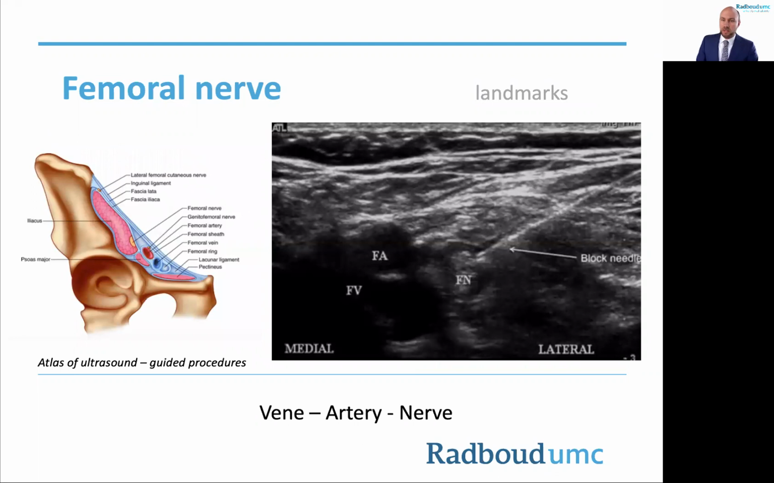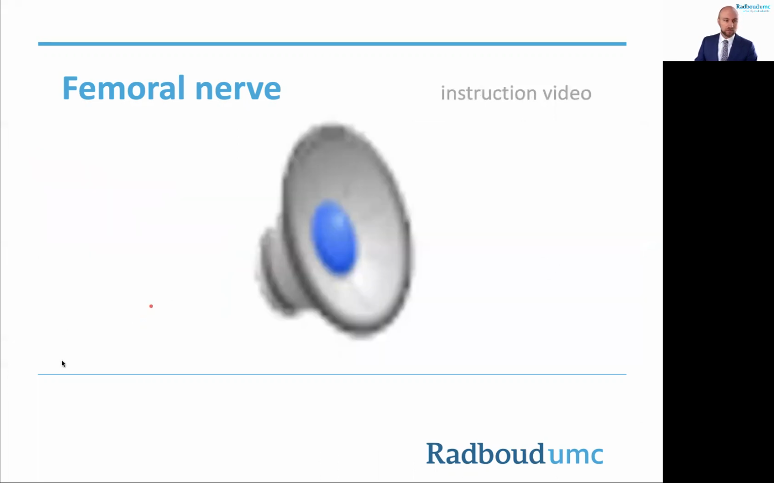And this can actually be quite easily remembered by the mnemonic VAN. So vein, artery, nerve, from medial to lateral. Vein, artery, nerve. Let's have a look at the instruction video.